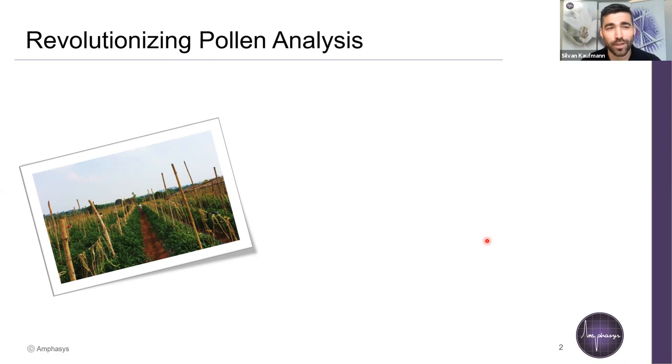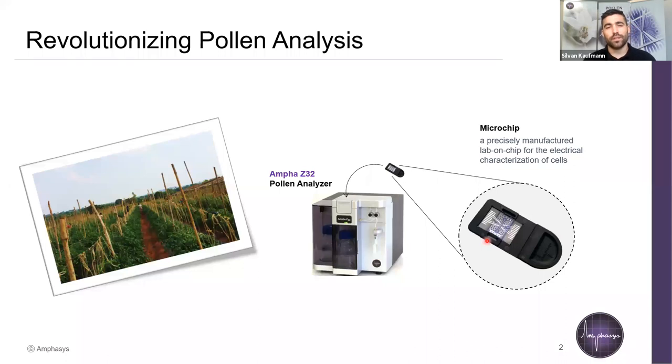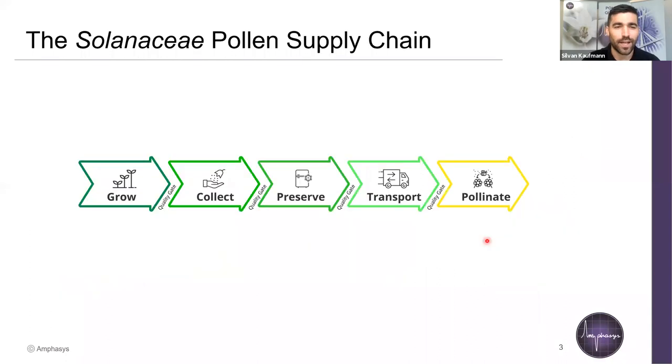Well, I started to work with Amphasys, and at Amphasys, we want to revolutionize pollen analysis, because over the course of the last couple of years, we realized how important systematic pollen analysis can be, particularly in the field of Solanaceae. And besides being a technology provider, we became experienced consultants in various areas, from breeding to seed production. And in the next couple of slides, I would like to show you how diverse, extensive, and also complex a pollen supply chain can be, and why I believe that systematic testing has a big value. So let's have a look.